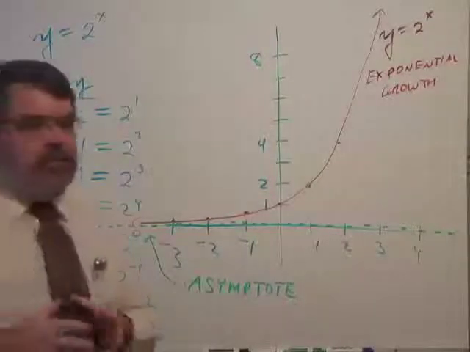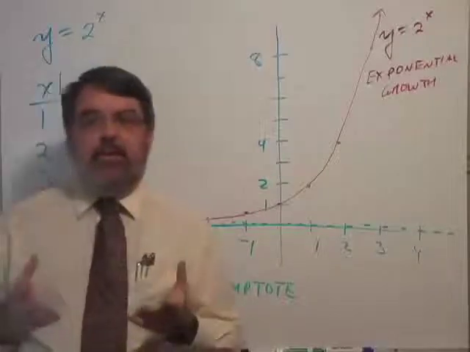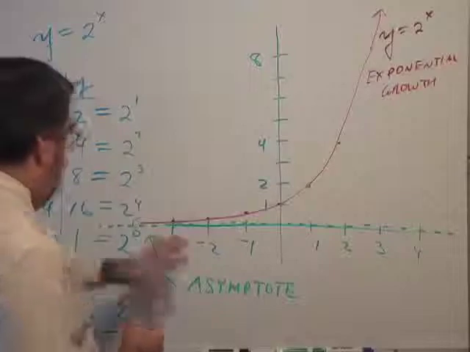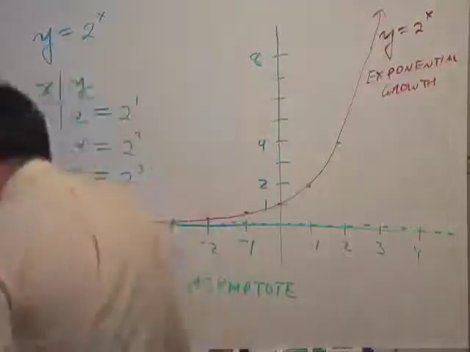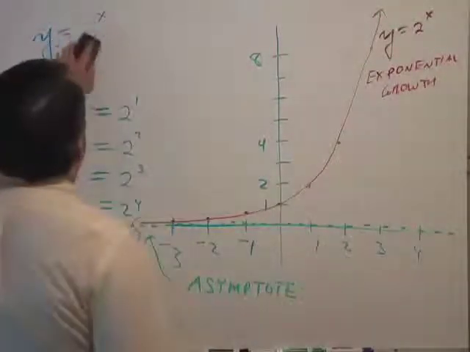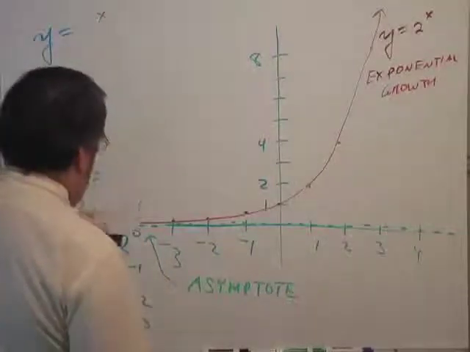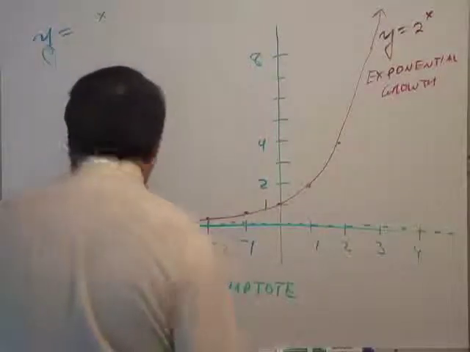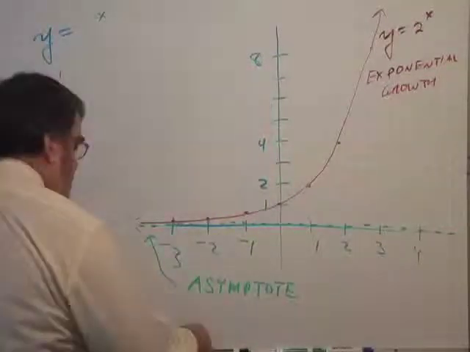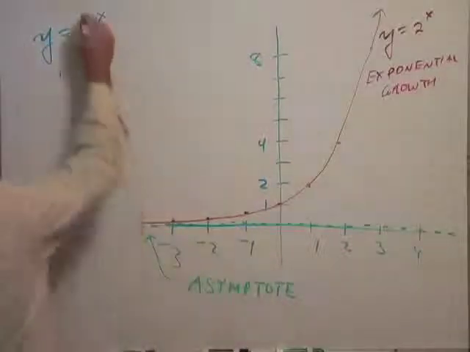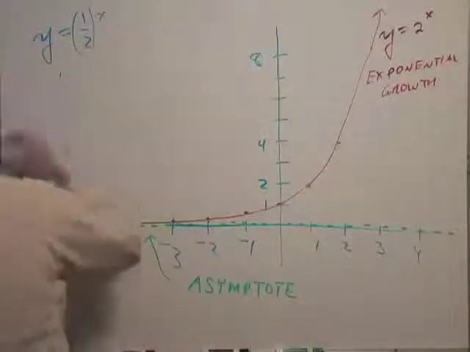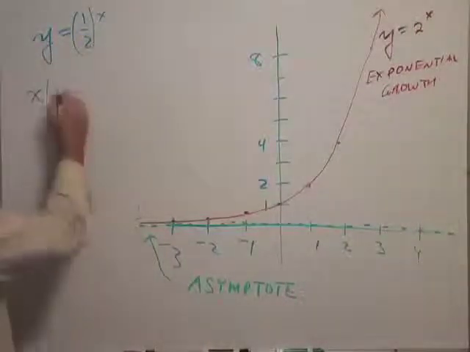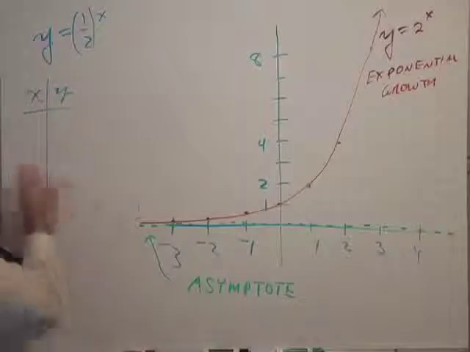Now, I want to also give you the flip side of this, what's called exponential decay. So I want to keep this graph up here because I like to use them as comparisons. But I'm going to change my function to 1/2 to the x power. So, 1/2 raised to the x power. And if we do that chart, this time I think I'll start at -3.